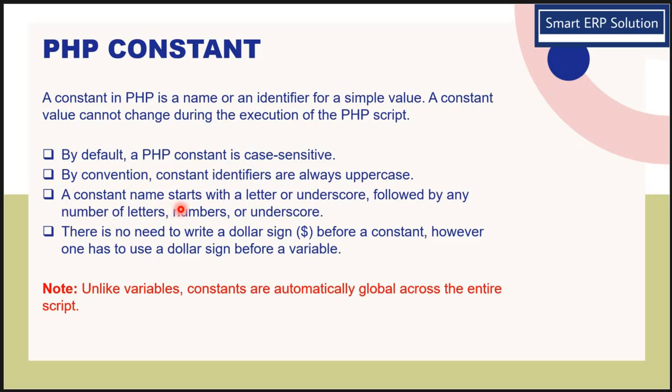A constant name starts with a letter or underscore, followed by any number of letters, numbers or underscore. There is no need to write a $ sign before a constant. However, one has to use a $ sign before a variable. Note, unlike variables, constants are automatically global across the entire script.